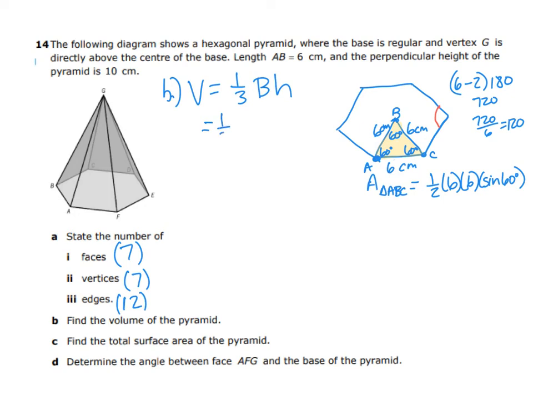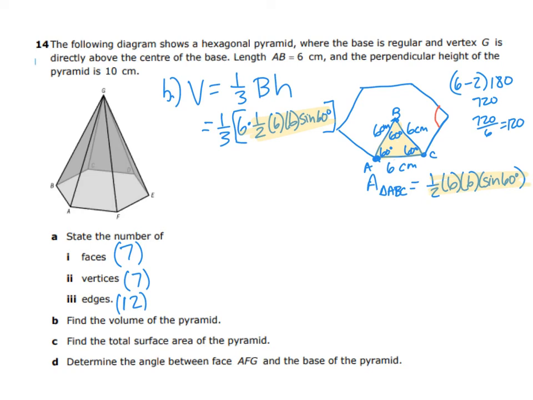We're going to take 1/3 times the area of the base. Well, the area of the base is going to be 6 times 1/2 times 6 times 6 times the sine of a 60-degree angle, okay? So all of this, remember, was right here, finding the area of that one yellow triangle.